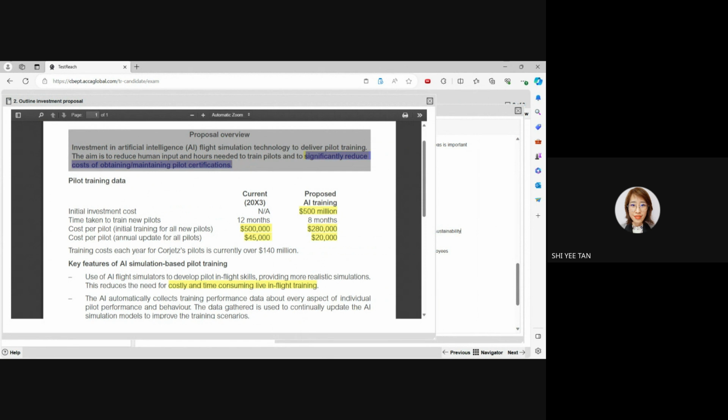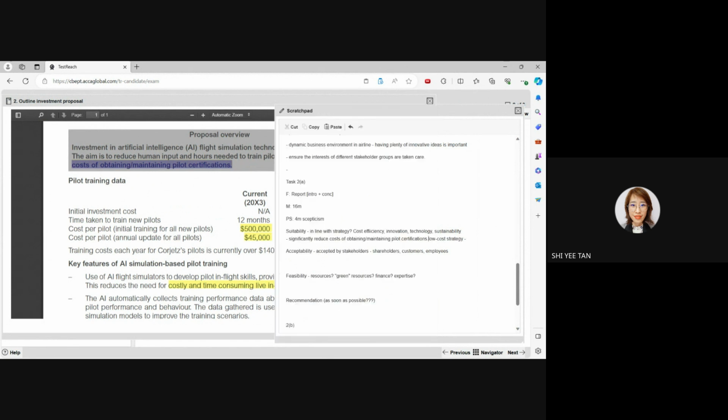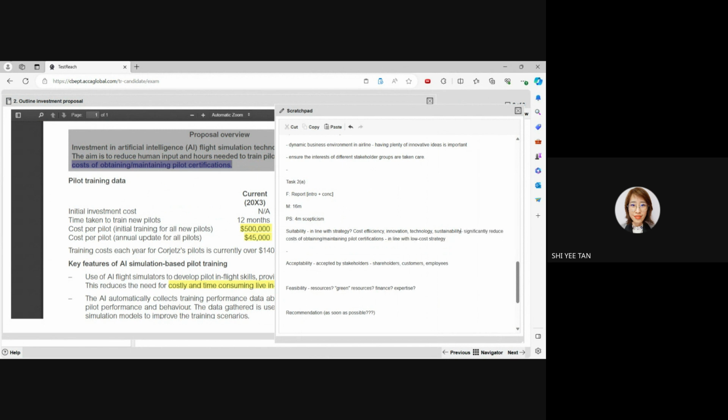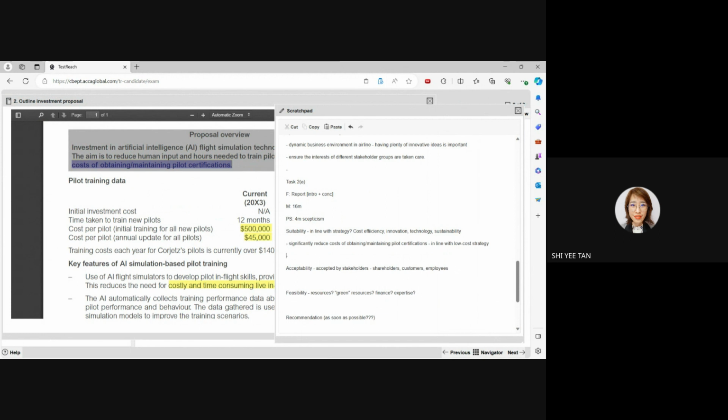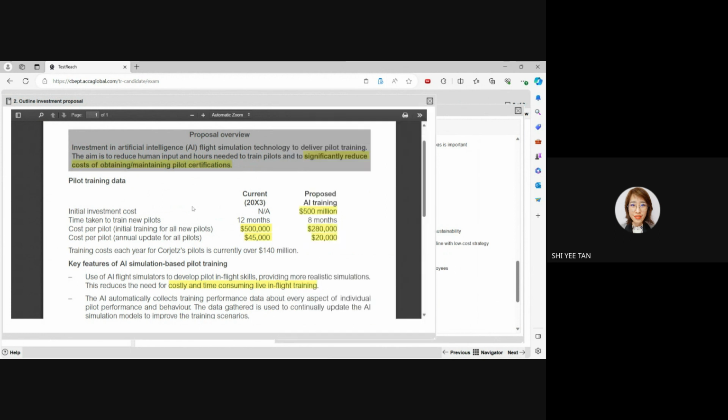I'll write it like this: significantly reduce, so it is in line with the low cost strategy. So it's suitable. Basically, it is to achieve more cost efficiency. Okay, it's suitable, it's good. That's the first thing I pick up.